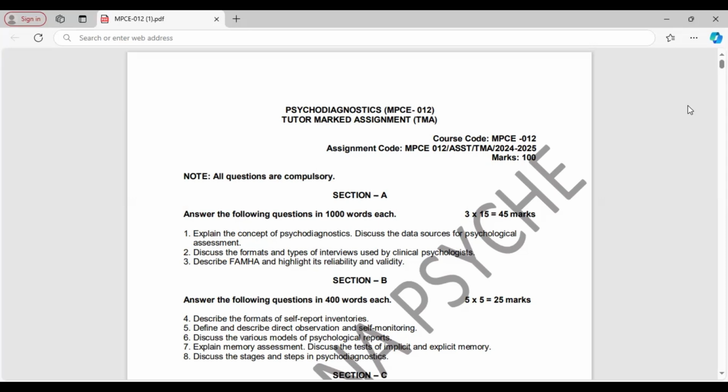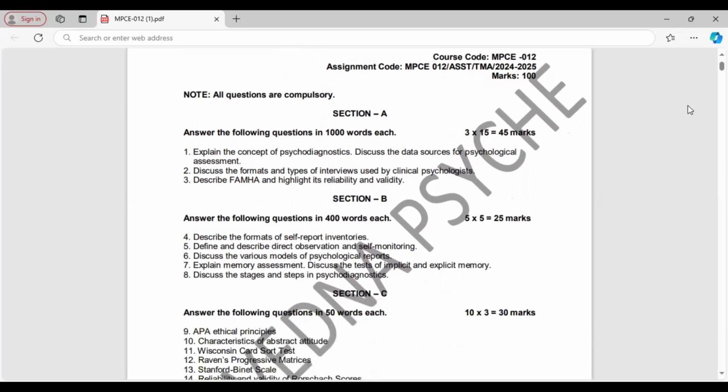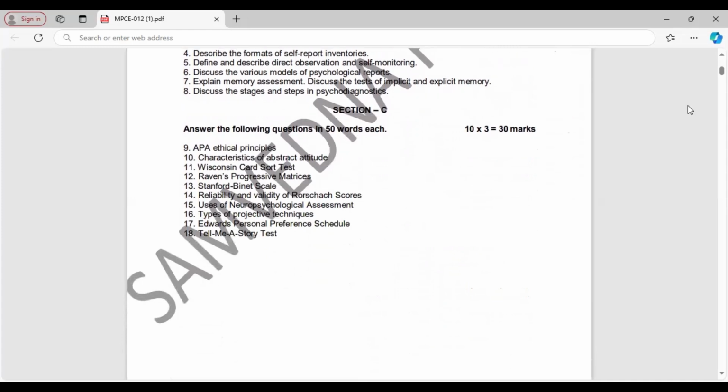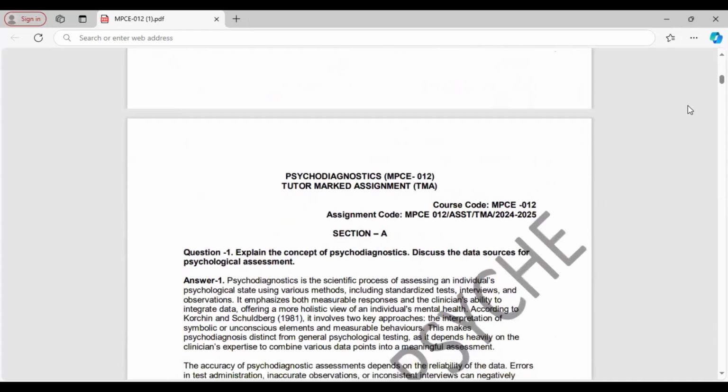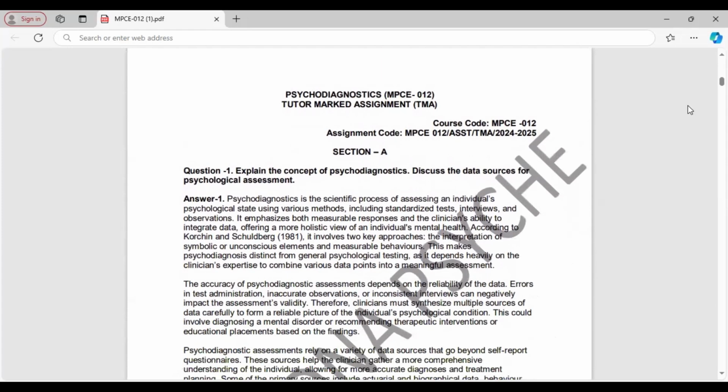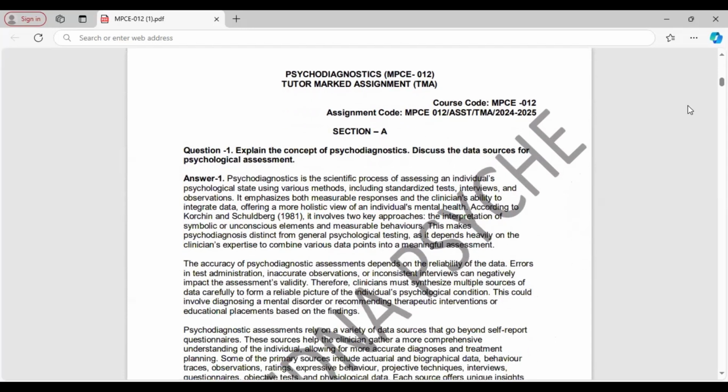effectively. After including the front page and the question paper, write the subject name, code, and the other details as they appear on your screen or as mentioned in your question paper for the assignment. Then you'll start writing your answers. Let's start with Section A.